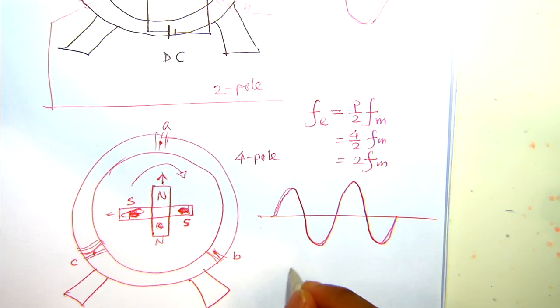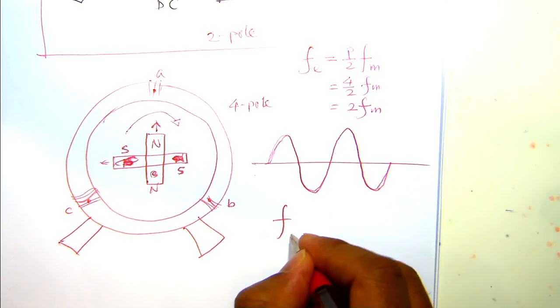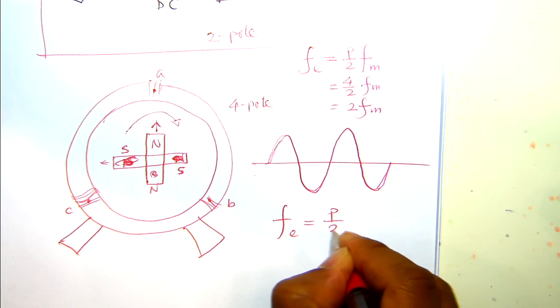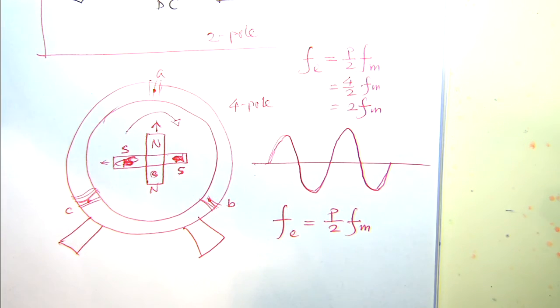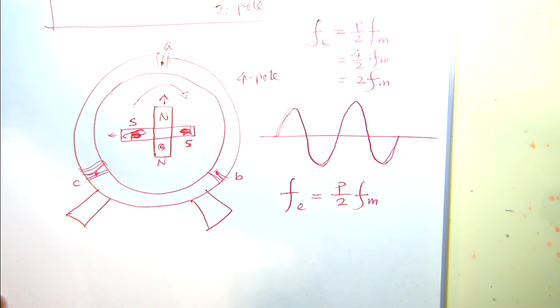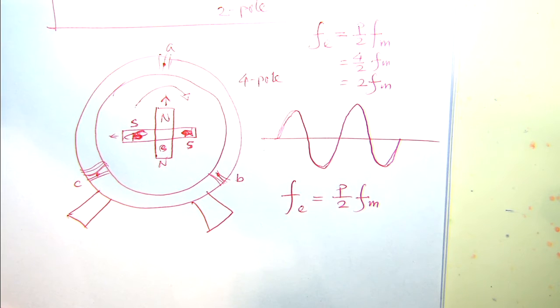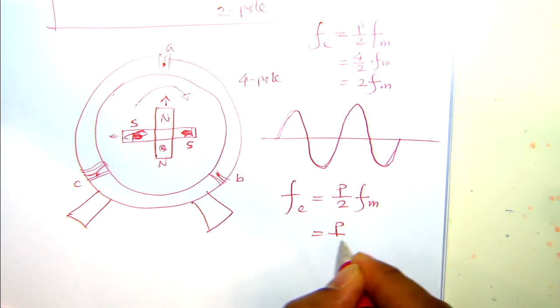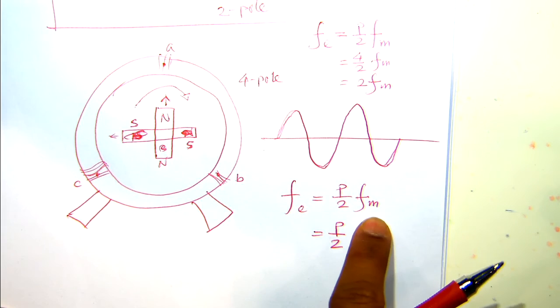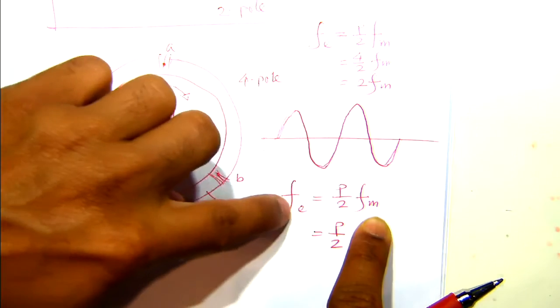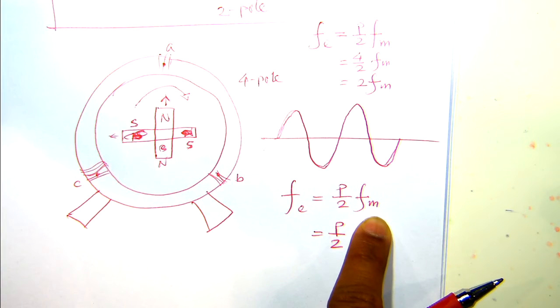Now, again, f electrical equals P over 2 times fm. You are happy with this equation up to now, aren't you? Good. If you are confused, just tell me. Now, P over 2 is fine. fm is revolutions per second, because this is related to the electrical frequency, which is in hertz.